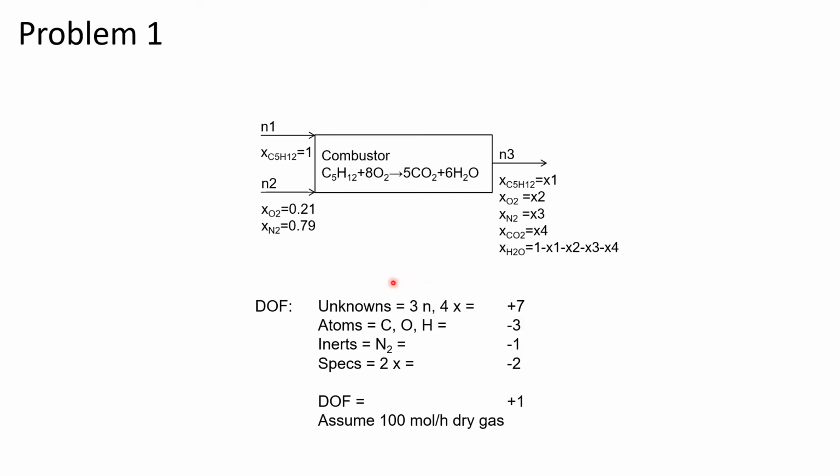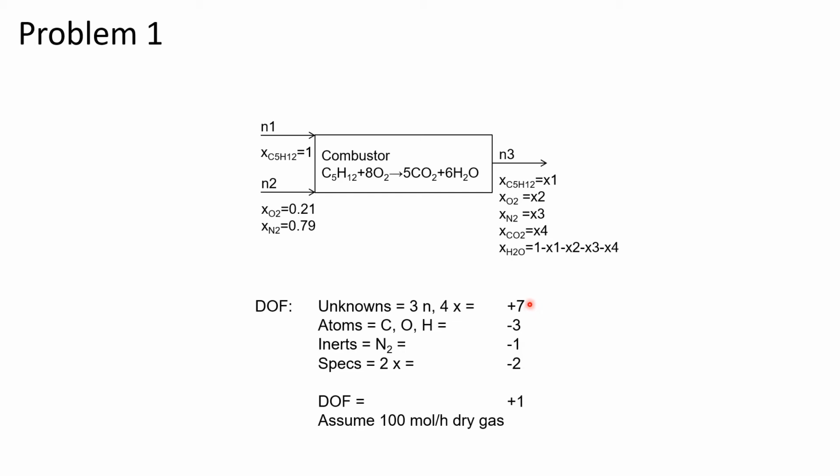Let's count the number of inerts. The number of inerts is just 1. We have nitrogen. It does not participate in the reaction, and we can write an independent molecular species balance for it. So we have a -1 for that inert being present. And we do have those 2 additional specs that I mentioned. We have a composition of pentane and a composition of CO2 that have been given.